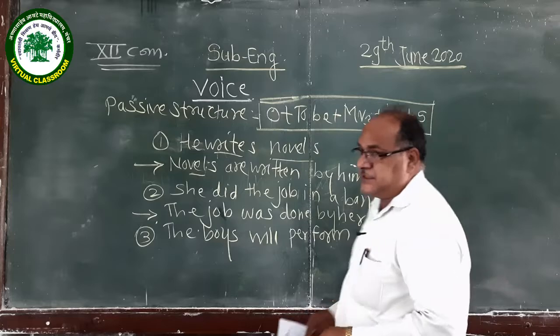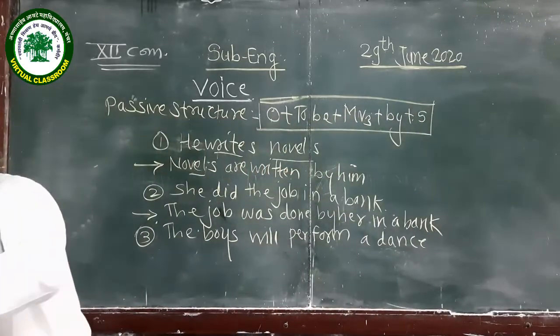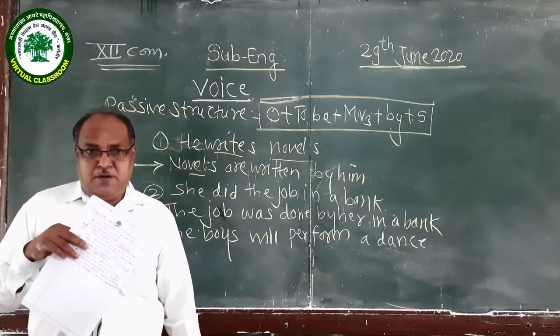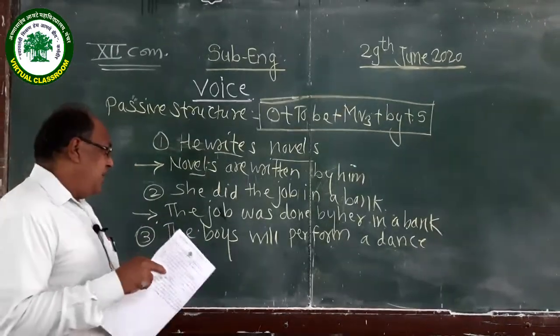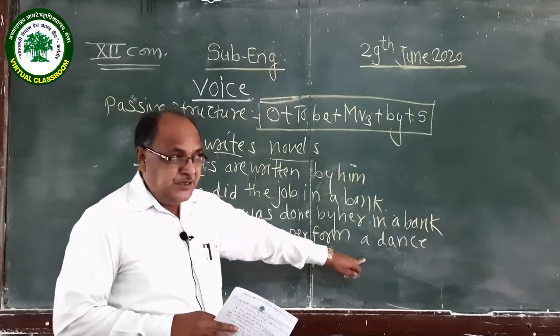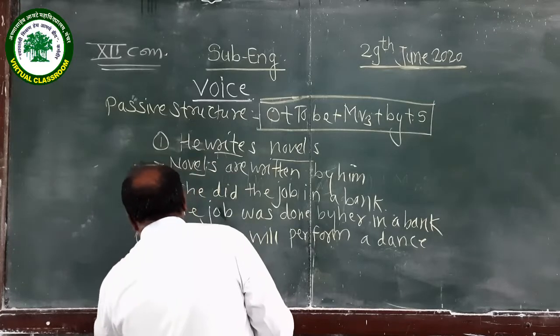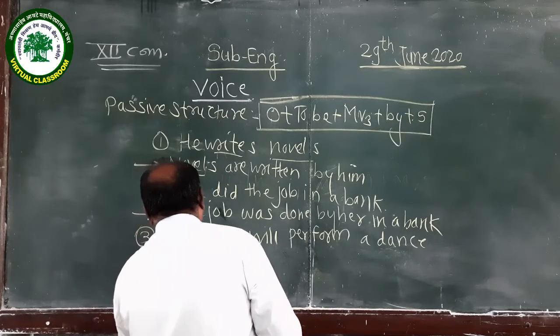Now look at this sentence. This sentence is in a simple future tense. Now how can a simple future tense sentence be transformed into passive form? Look at the same method. Find out which is the object in this sentence. The object is a dance. Then begin your answer with the object, such as a dance.